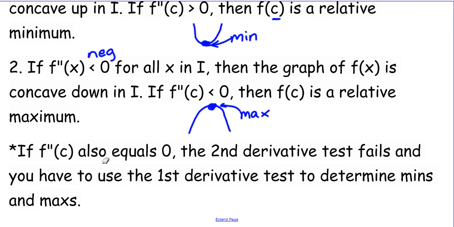Okay, here's something we have to remember though. We find our critical numbers for the second derivative, our possible points of inflection, by setting the second derivative equal to 0. But if when we plug that critical number into the second derivative, f double prime of that critical number also equals 0, then our second derivative test fails. And we just have to go back to our first derivative test where we check a value to the left and to the right to determine the minimums and maximums.